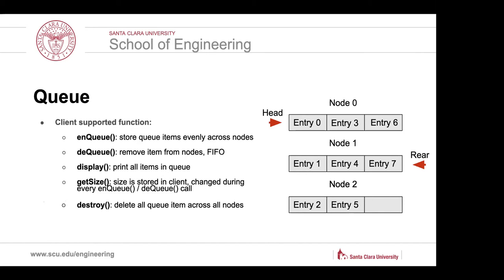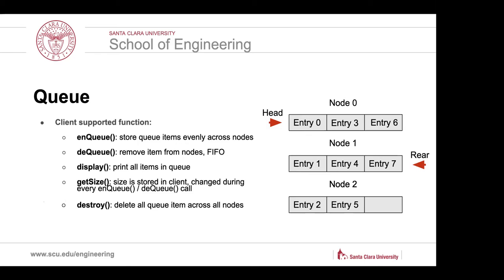Our queue basically has 5 functions available. First is enqueue, which stores queue items evenly across nodes as shown on the graph. And also there is dequeue, which removes an item from the queue in first in, first out order because it's a queue. And also there's display, which prints all items from the queue. And there's get size, which returns the size of the current queue. This data is stored locally in the main process, and it's updated every time an enqueue or a dequeue is called. Lastly, there's a destroy function which deletes everything.